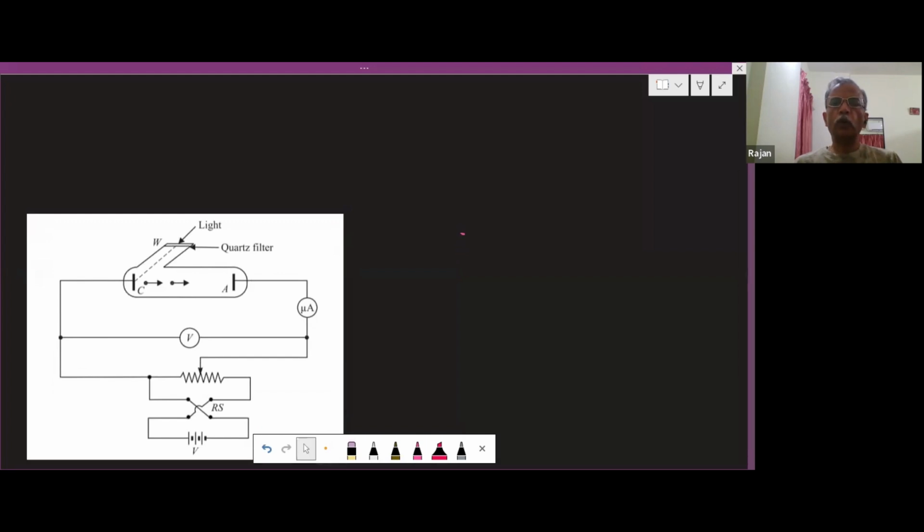This is the switch. If you want, you can make the anode negative with respect to the cathode, so that you can control the photoelectrons which are coming towards the anode. If I keep zero potential or negative potential, you can stop them also, right? So that is the arrangement made with the RS. And then a microammeter to measure the very small current, and a voltmeter to measure the voltage of the anode with respect to the cathode. So this arrangement is made, right?